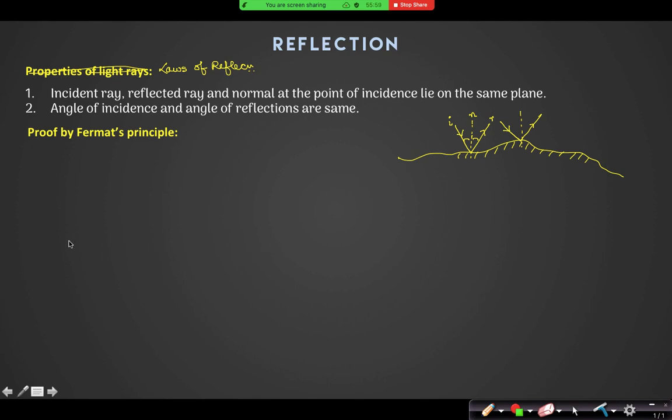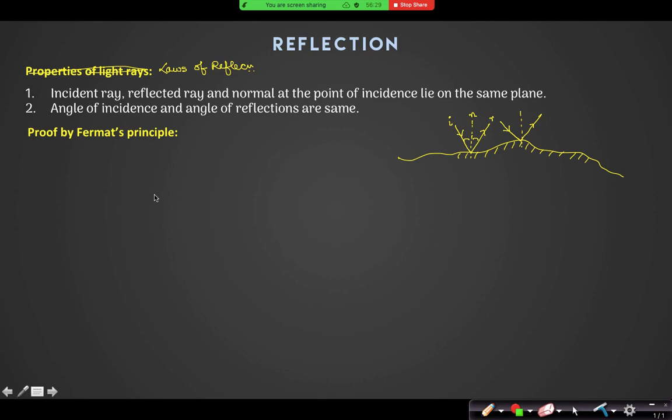And we can also prove this law by the application of Fermat's principle. Right? So what is that proof? It goes like that. Or also we can prove Fermat's principle from the laws of reflection. Whatever you can say, we can do it. If we assume the laws of reflection are correct, you can prove Fermat's principle.